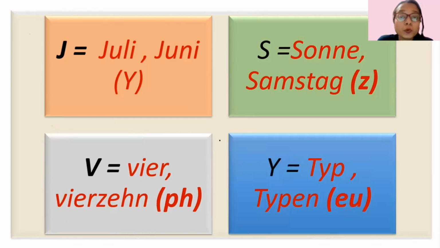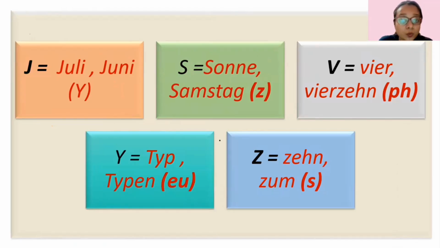The Y sound is U. For example, Typ. Typen, which means type and types. And the last is Z, which is tsa. For example, zehn, zum. So basically here S and Z are like opposites. They are attracting each other. So S is za and Z as tsa. I hope it is clear.